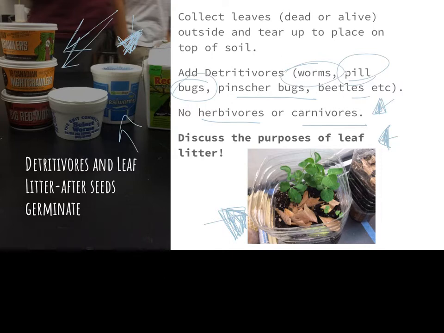So leaf litter provides hiding places for your detritivores. It's going to decompose and provide nutrition for the soil. It's going to be a buffer for proper pH. It's also going to retain moisture, so it's going to prevent evaporation out of the soil. So lots of really good purposes for leaf litter. And so now we've worked in a forestry concept in this lab as well. We're also going to discuss detritivores. So in our instructional notes before we go into lab this day, detritivores will be discussed.